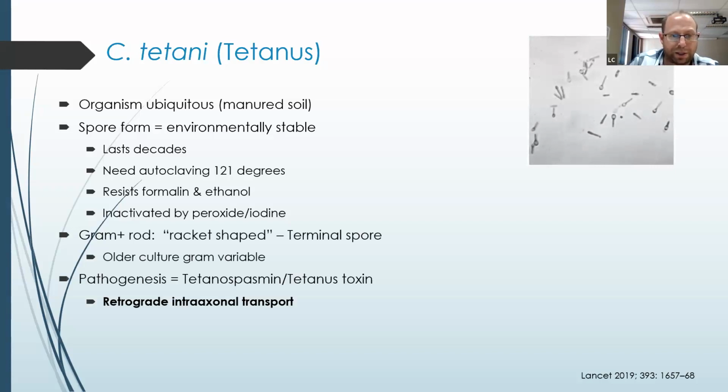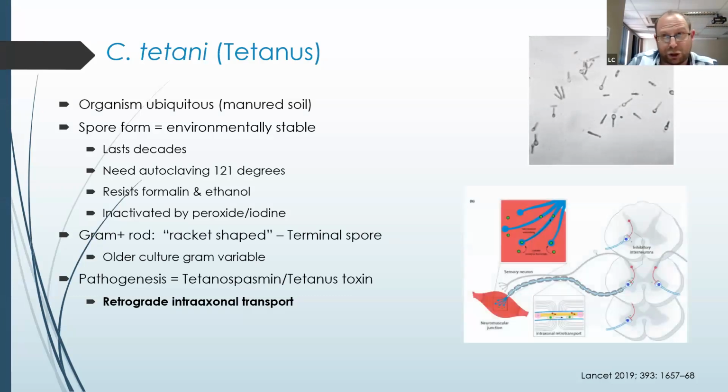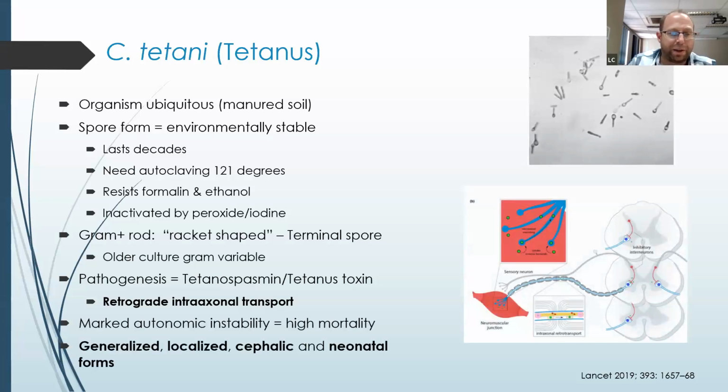The pathogenesis, again, tetanus spasm or tetanus toxin, it's incredibly similar to botulism in the way that it works. The big difference is this retrograde intraxonal transport, which essentially takes it from the neuromuscular junction, being the site of disease entity, to rather at inhibitory interneurons within the central nervous system, together with the autonomic nervous system. And they develop marked autonomic instability, and that often contributes towards the high mortality.